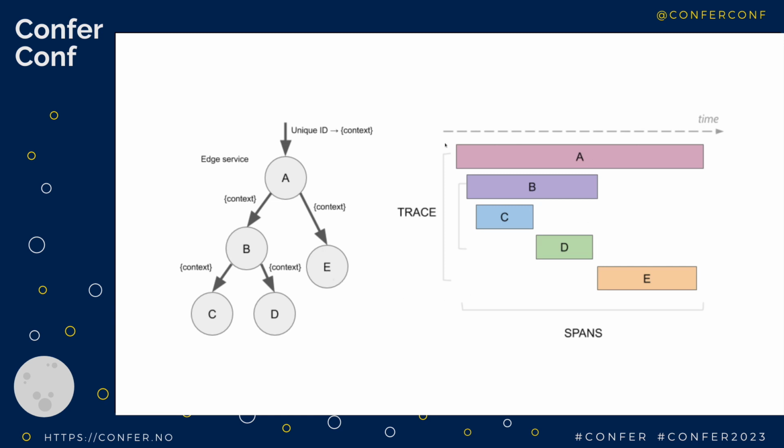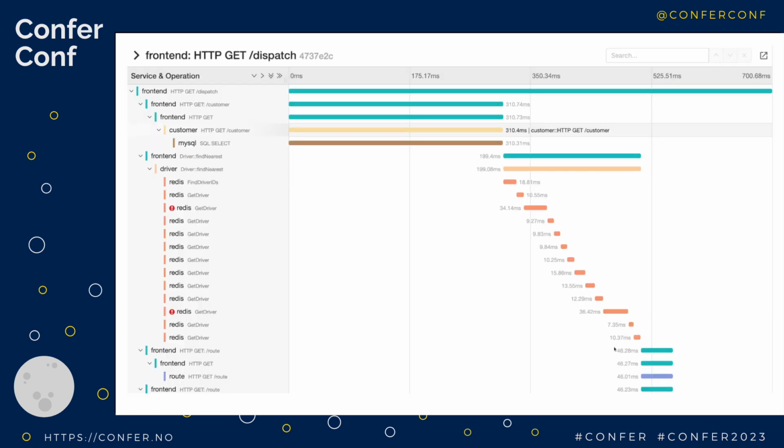So with this, we can detect things like bottlenecks in our system. If at some point we start seeing that A goes pretty slow, we can see which service is taking most of the time here, and things like that.